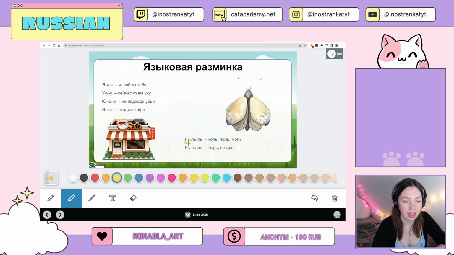And this one is called мягкий знак, but as you remember, it does not make any sound, it just makes the letter before it soft. So we have L, but together they make soft L. Коль, поль, моль. One more time. Поль, поль, моль.